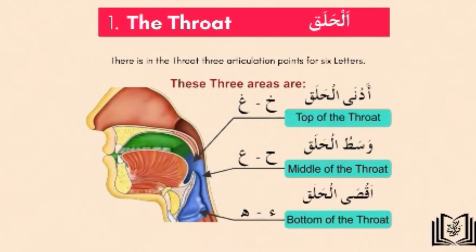Wasatul halaq, the middle of the throat. We have to keep the finger down of the chin, in between the throat. We have a round part in the throat, right? Here, in this part, you have to keep it. See, this one is the chin.